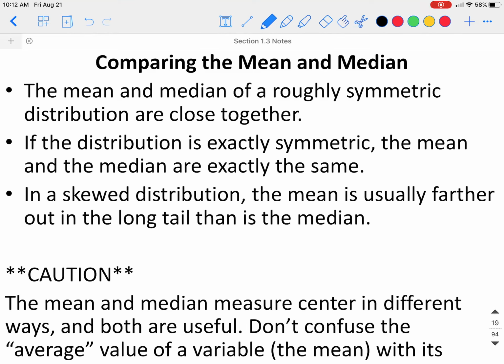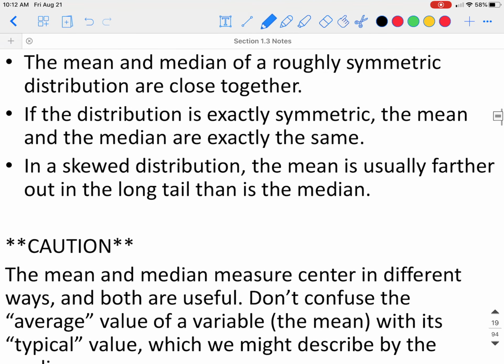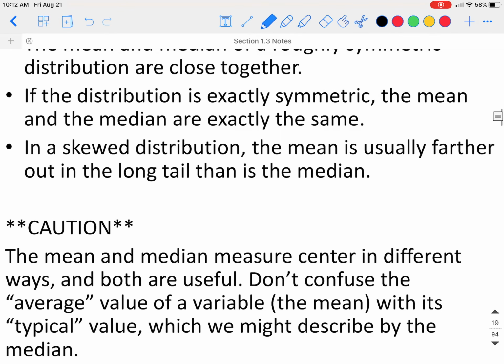When you're comparing the mean and the median, the mean and median of roughly symmetric distributions are pretty close together. If the distribution is exactly symmetric, the mean and the median are exactly the same. In a skewed distribution, the mean is usually farther out in the long tail than the median. The mean and median measure center in different ways, and both are very useful. Don't confuse the average value of the variable, the mean, with the typical value, which is described as the median.